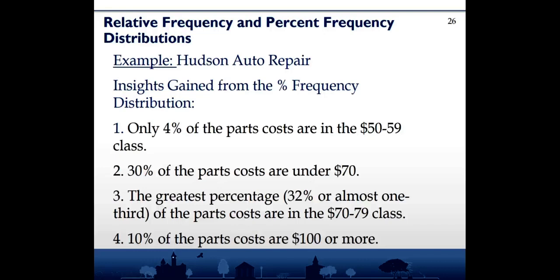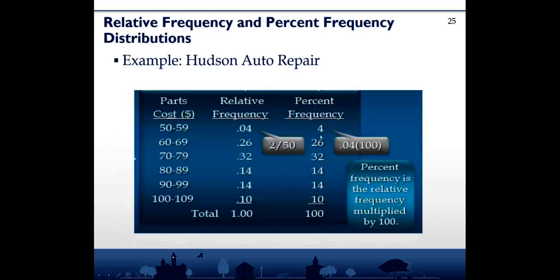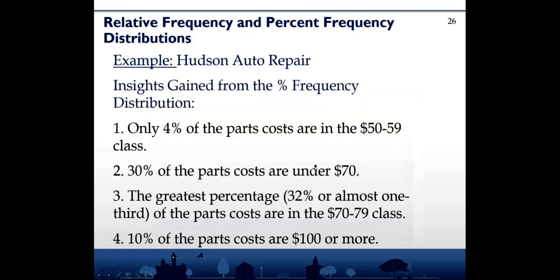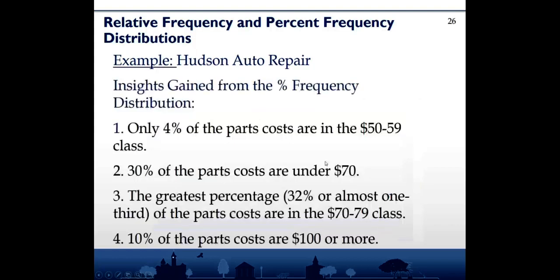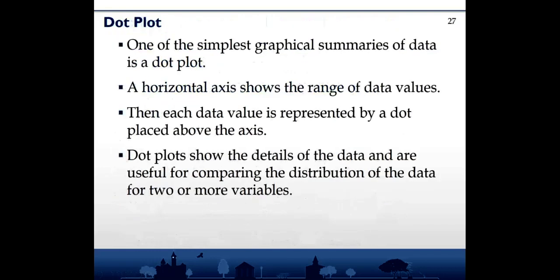4% of the parts costs are in the 50 to 59 class. 30% of the parts are under 70, so 26 plus 4, 30% is under $70. And the greatest percentage of parts is in 70 to 79. And 10% of the parts costs are $100 or more.